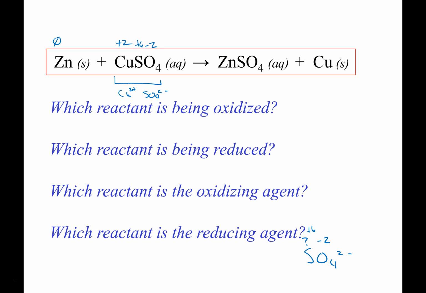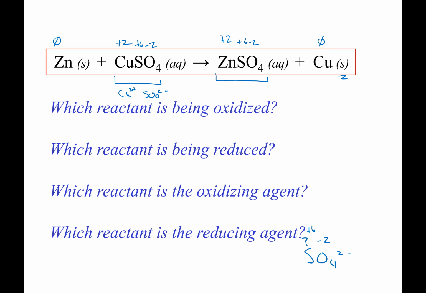Okay, Olivia, what do you think about the zinc? The zinc is going to be +2. Yep, very good. And these are still +6 and -2. So Quaid, what about this copper over here? 0, oxidation number 0, perfect.